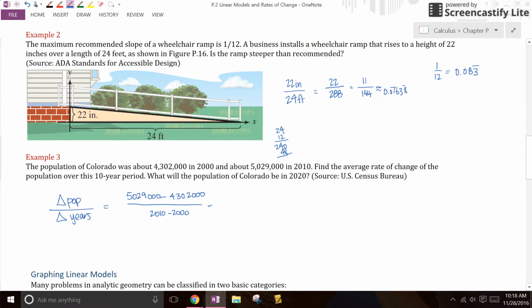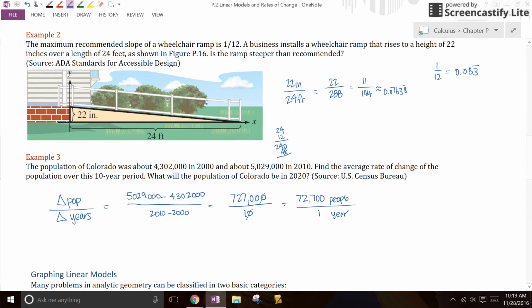Let me grab a calculator real quick. I can type in 5,029,000 minus 4,302,000, which is 727,000 people in 10 years. And you can see that's 72,700 people per year. So this is population, right? This is people right here, and this is 1 year, or what we would just call people per year, 72,700 per year.